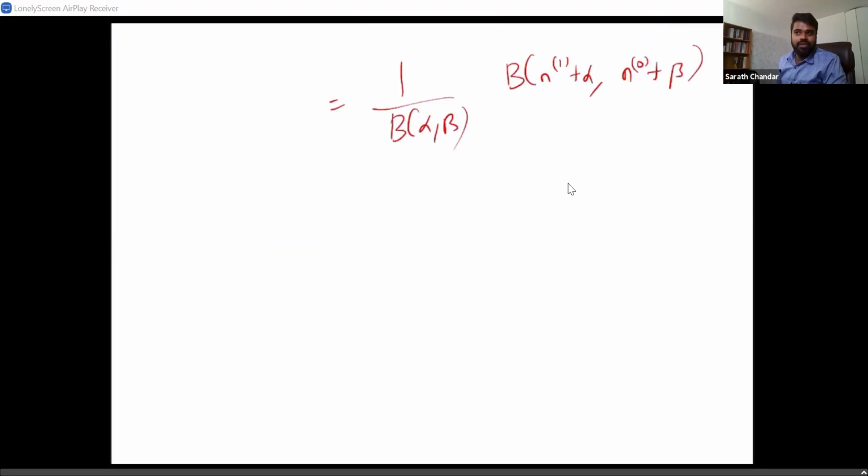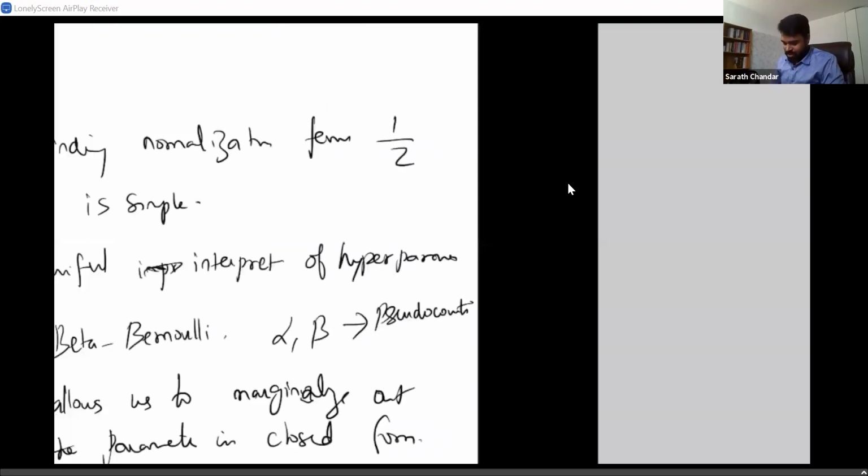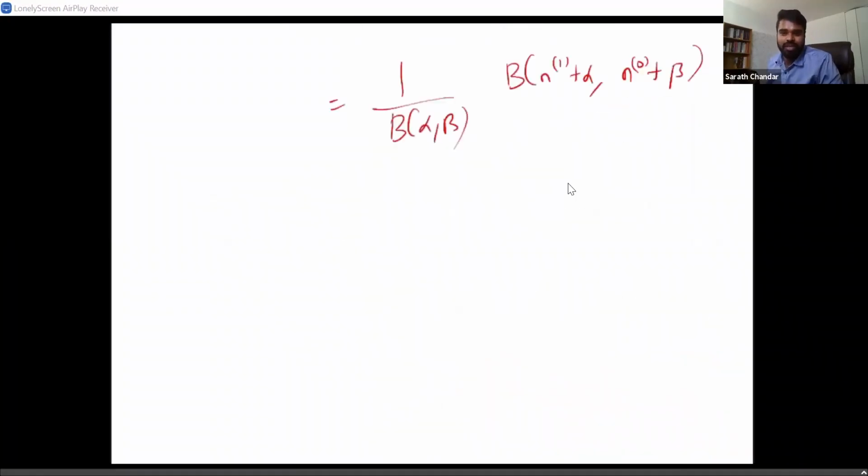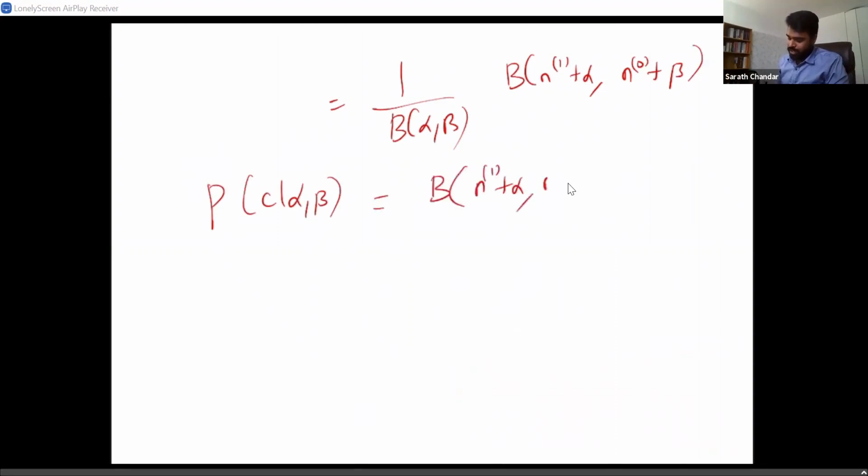Okay. So now what have I done here? I'm computing the likelihood. I completely removed the parameter P. So there is just alphas and betas and examples. So now the probability of C given alpha beta is simply B of n1 plus alpha, n0 plus beta divided by B of alpha comma beta. Okay, I have expanded this in the notes. You can go check.